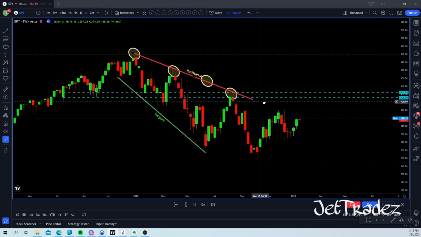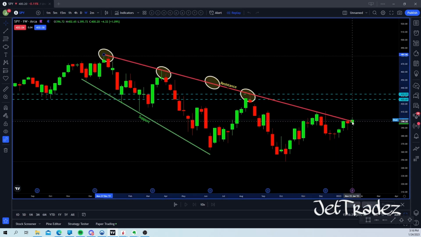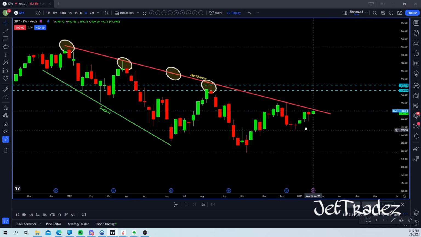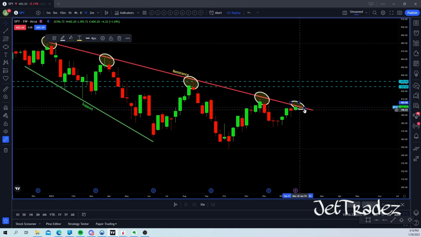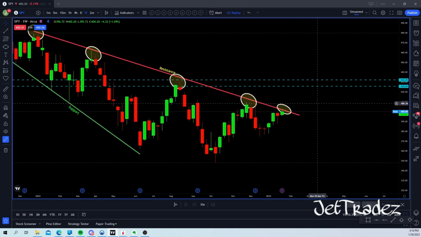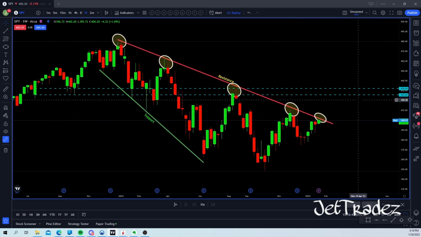Now we stretch it out. You see, keep stretching it out, keep following it. See that? So now you gotta be patient. You gotta be patient with the market itself. If we do break out of this, then this will become our support, and then we could go higher.